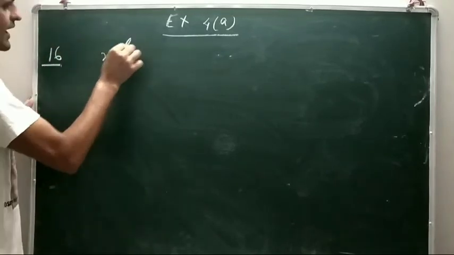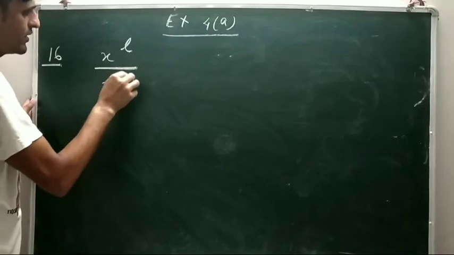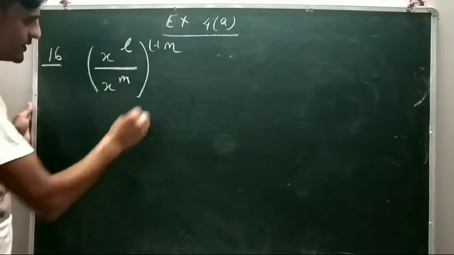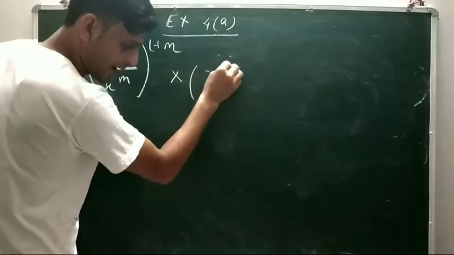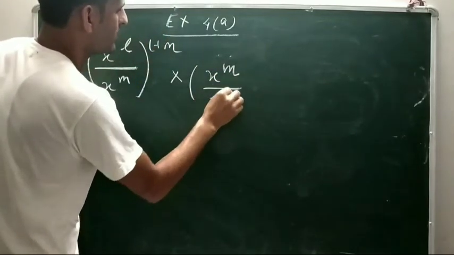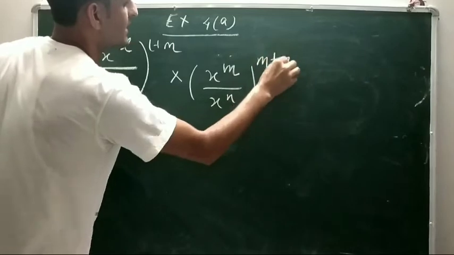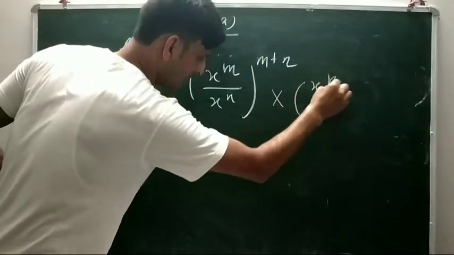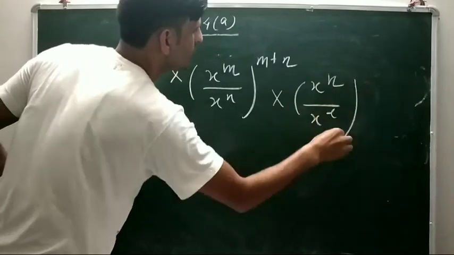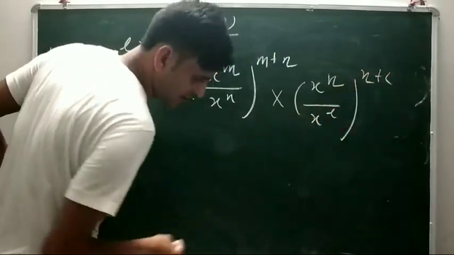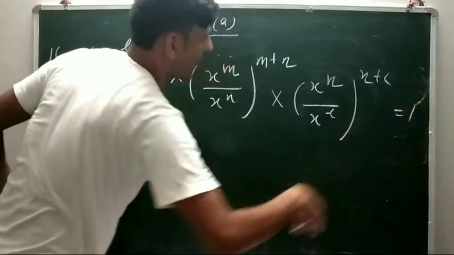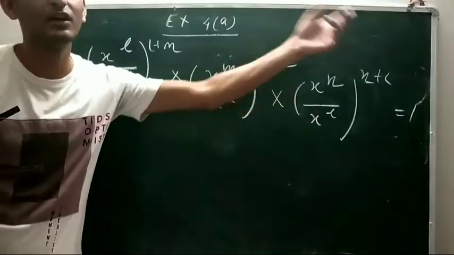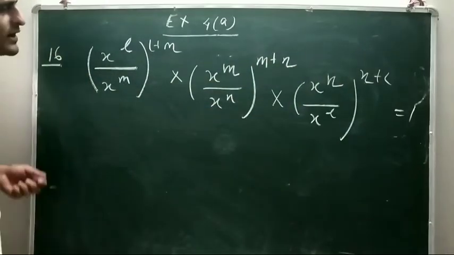x to the power l divided by x to the power m, to the power l plus m, then x to the power m divided by x to the power n, to the power m plus n, then again multiplication, x to the power n divided by x to the power l, to the power n plus l, will be equal to 1. So we have to simplify this left hand side, then the result should be equal to 1. So let us see how we will move.